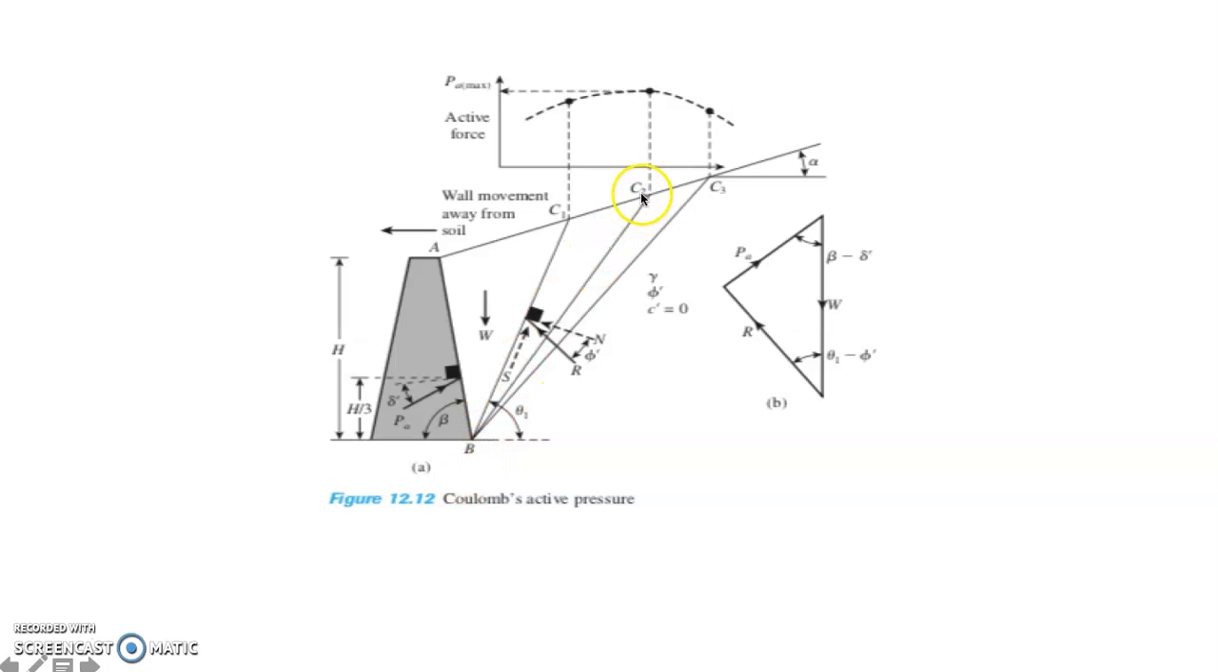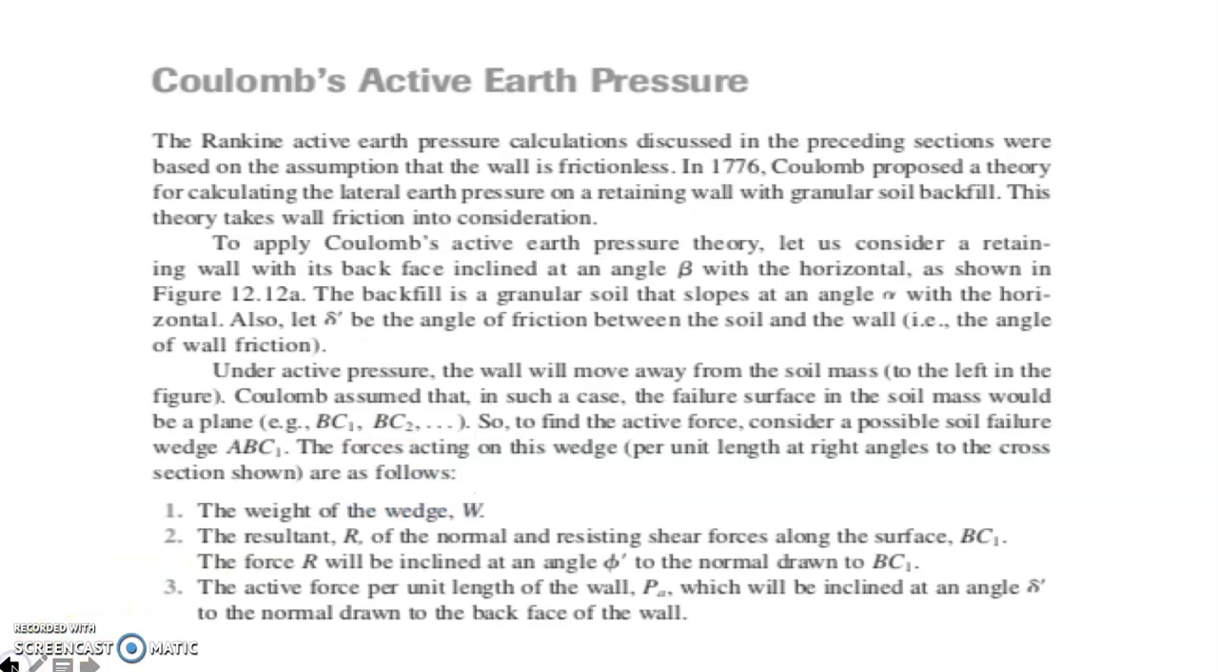Those are failure surfaces. So that we can compute the active force, we consider the failure wedge, which is ABC sub 1. Based on that, we can identify the forces that would be acting. We have the weight of the soil, you have the resultant force, you have the normal force, you have the total force, P sub A.